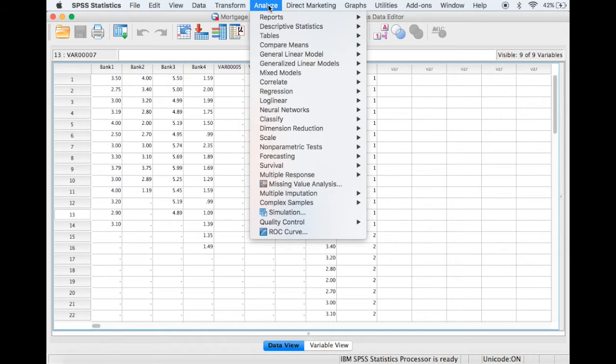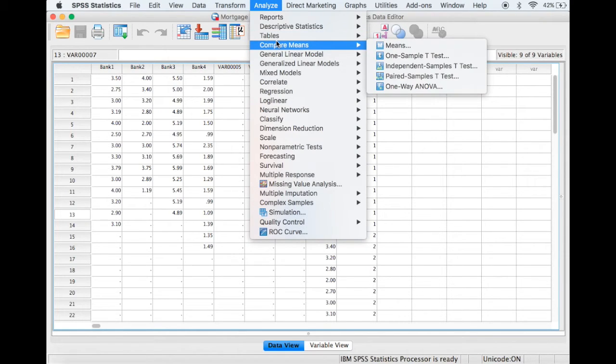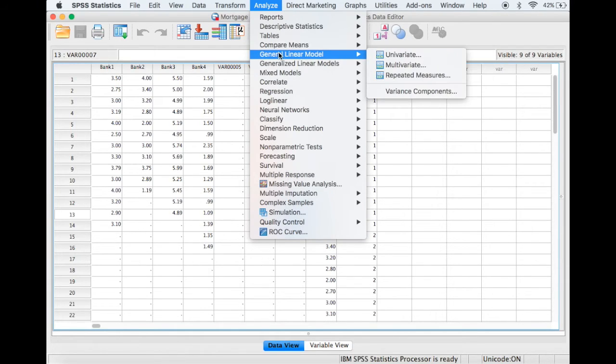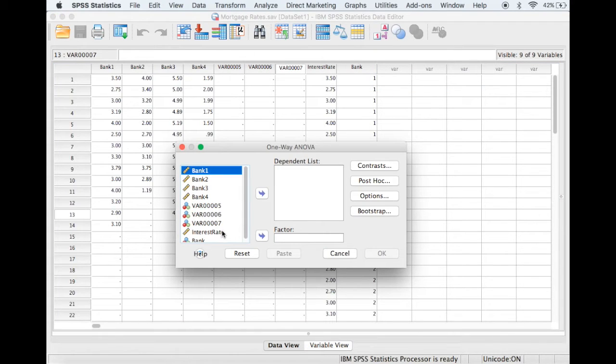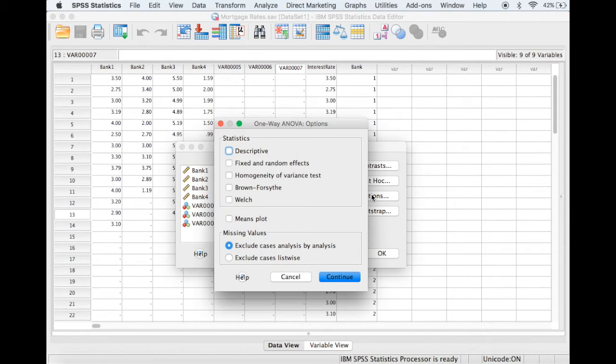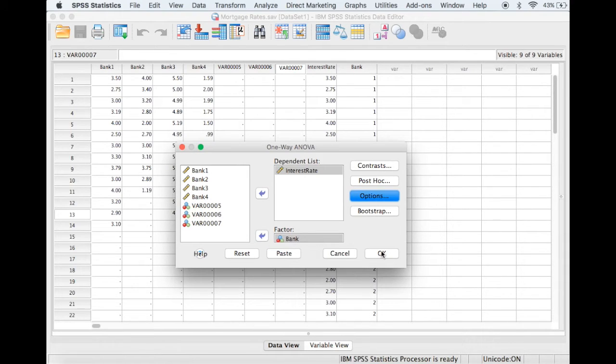So in SPSS we select Analyze, and then we have two options. We can either select Compare Means and One-Way ANOVA, or we can select General Linear Model and Univariate. I will go for Compare Means and One-Way ANOVA. And we move interest rate across to the dependent list box here. And bank is our factor. Then we select Options. And we want to test for homogeneity of variances, so I'll select this. And also we'll select Means Plot. Then Continue, and then OK.